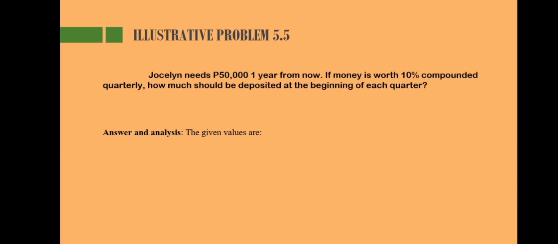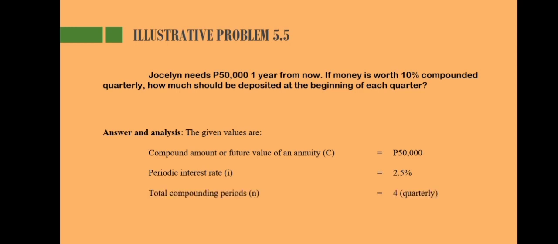If money is worth 10% compounded quarterly, how much should be deposited at the beginning of each quarter? Answer and analysis. The given values are: the compound amount or future value of an annuity is 50,000 pesos. Our periodic interest rate is 2.5%, because the 10% is compounded quarterly, so it becomes 2.5. Total compounding period is 4 since it is quarterly. What we are looking for is the annuity or periodic payment.